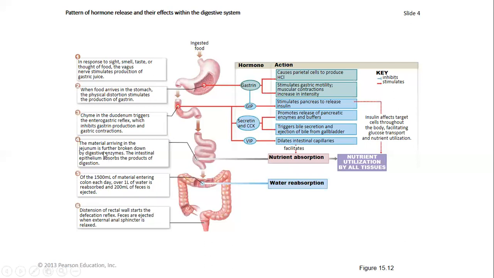That material arriving in the jejunum is broken down further by digestive enzymes, and the intestinal epithelium absorbs the products of that digestion in the small intestine, right? Digestion and nutrient absorption occur here. In the large intestine, water reabsorption occurs, and electrolytes can be balanced back and forth across these membranes. And then as food makes its way completely digested to the rectum, it stretches and causes a reflex where feces are ejected.